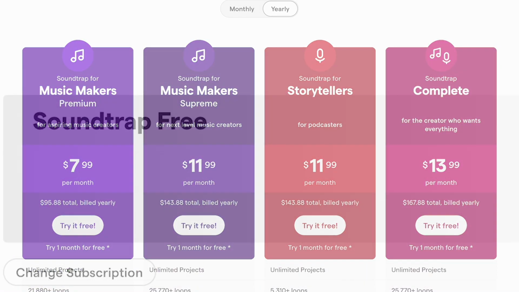And even though some versions of Soundtrap cost money, as I said earlier, the base version is free, so feel free to try it out.